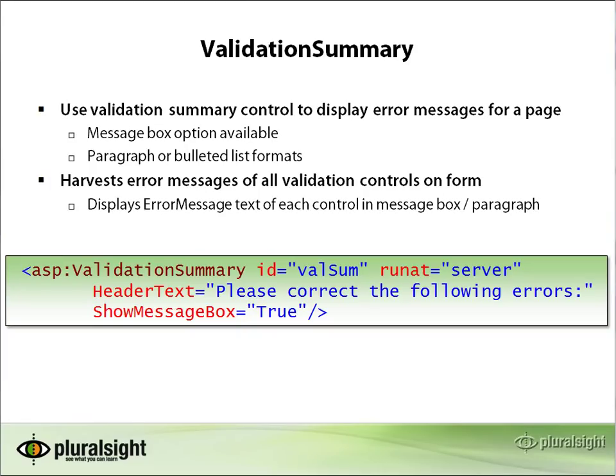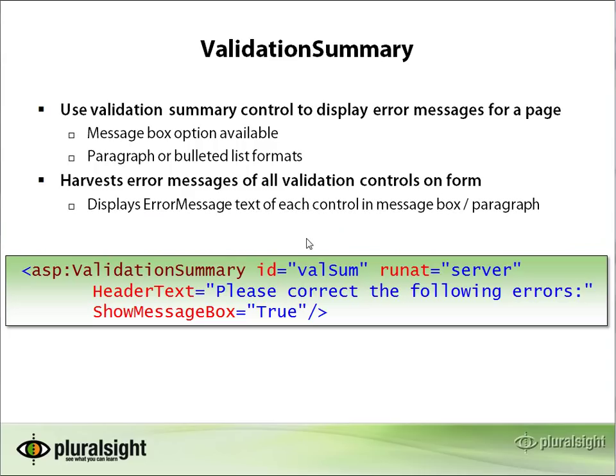Now, anytime you are using validation controls on a page, you typically will also want to include a validation summary control. The validation summary control will harvest all of the error messages from all of the validation controls on the page that have failed validation and display them in either a message box and or a paragraph. And this will give the user a nice succinct description of all the problems on the page and hopefully make it easier to rectify the issues.